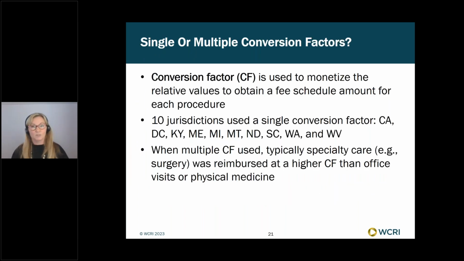The next important question is whether to use single or multiple conversion factors. So what are conversion factors? It's a link between RVUs, or fee schedule basis, and fee schedule levels. It is used to monetize RVUs to obtain fee schedule amounts. And whenever a multiple conversion factor approach is chosen, different multipliers are assigned to different types of services.